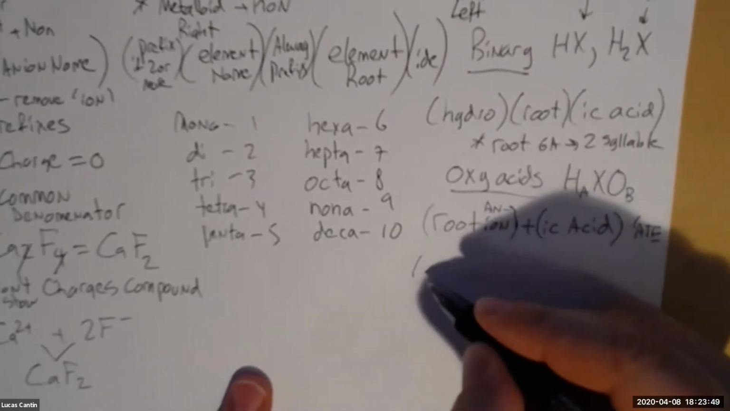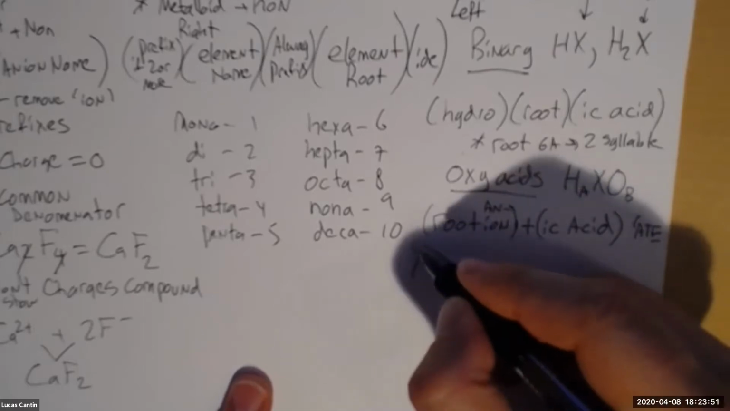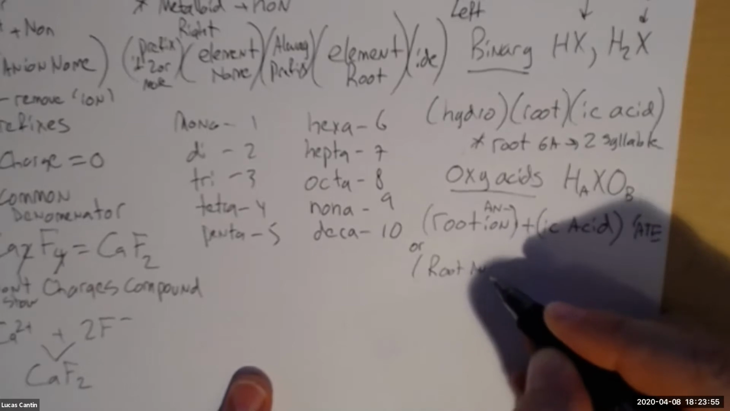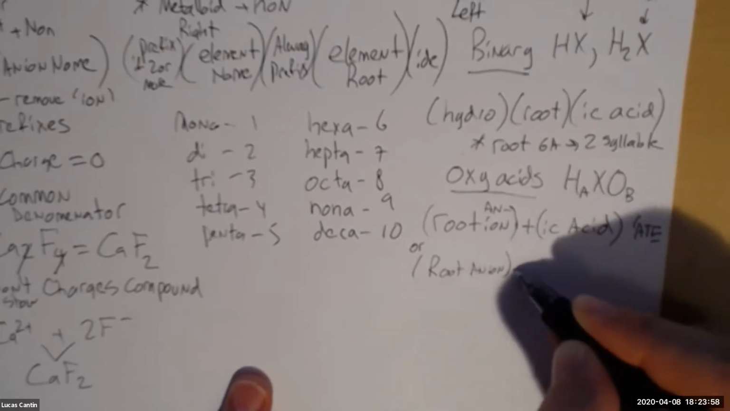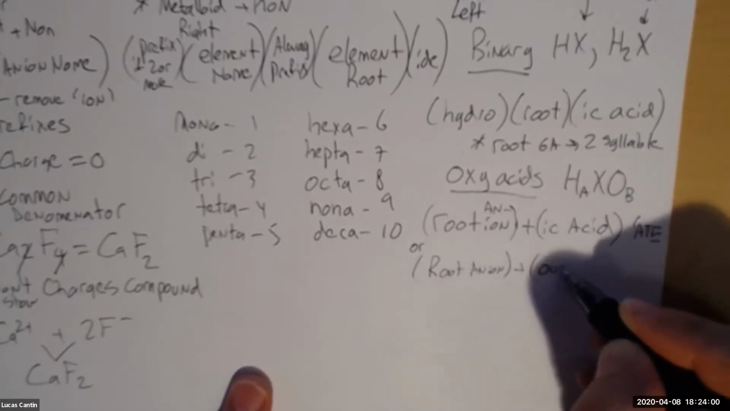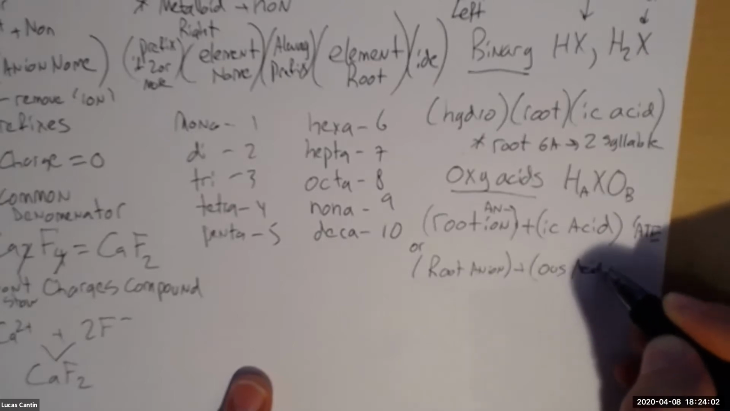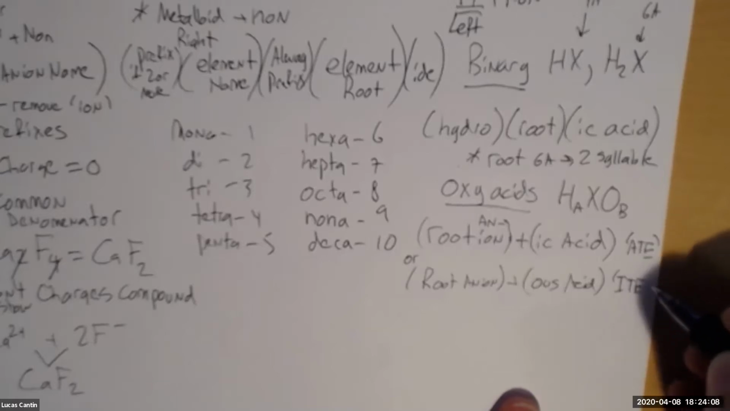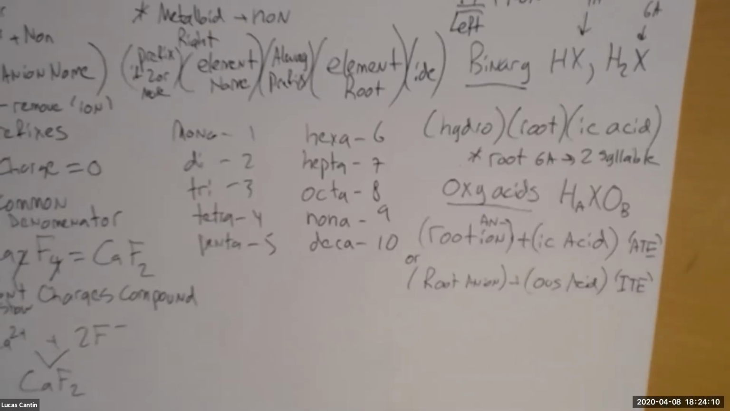And we take the root of the anion plus acid if it came from an ite. So all of the anions that make oxyacids either end in ate or ite, like sulfate or sulfite or nitrate or nitrite.